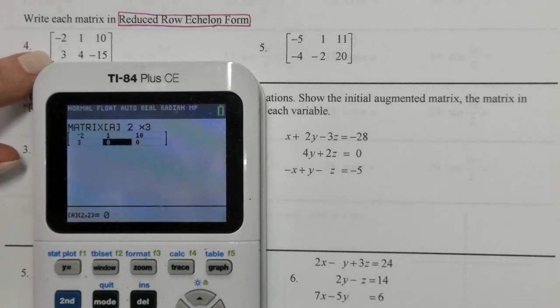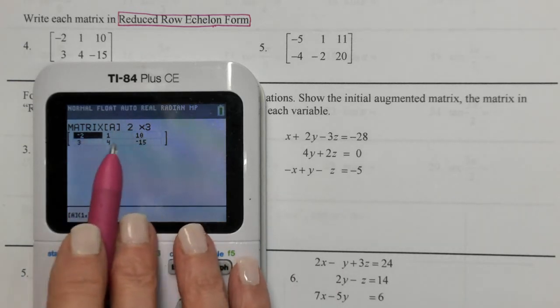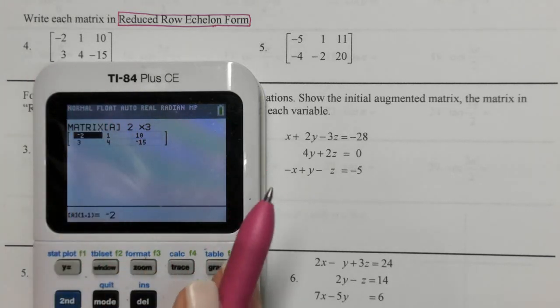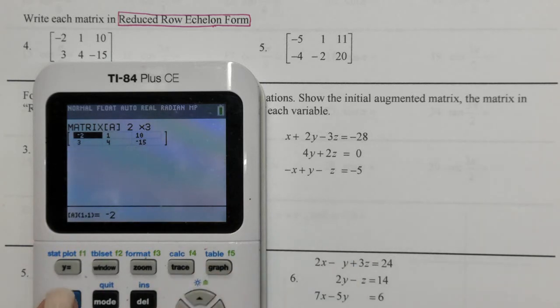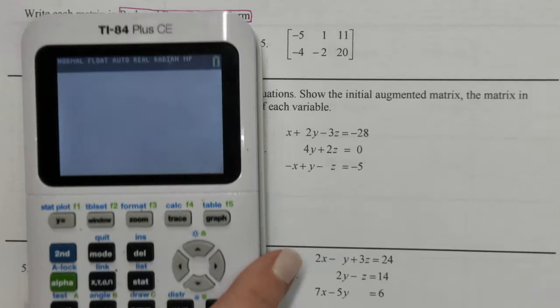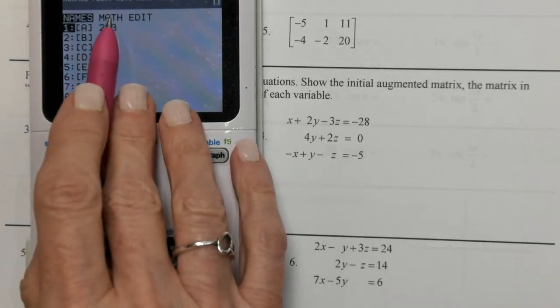Okay, so 3, 4, -15, you'll probably get pretty quick at putting those in. I always take a quick look to make sure that I put it in correctly, identical to what I'm looking at. Once it is, I go to my home screen: second quit. Second quit gets you out of the matrix screen. Now I want to go back to matrices because I want to use one of the math features there. So I'm doing second matrix, and I want to go over to math.